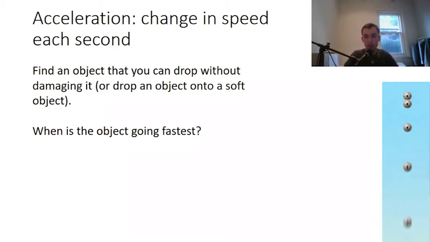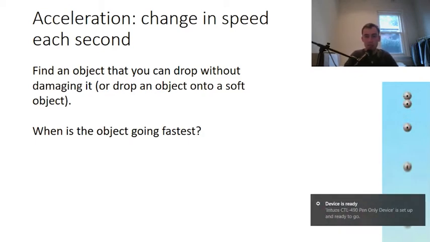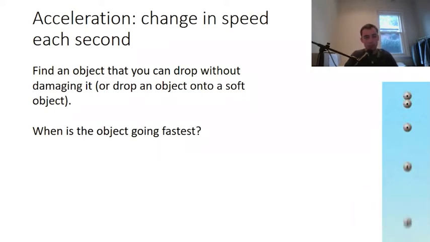So, I want you to first of all find an object that you can drop without damaging it, or drop an object onto a soft object like a bed or something. And think about, when is the object going the fastest? At the start of the drop, in the middle of the drop, or at the end of the drop? So just pause the video and do that. Alright, so when is the object going fastest? Hopefully you realize that it's going fastest at the bottom of the drop.